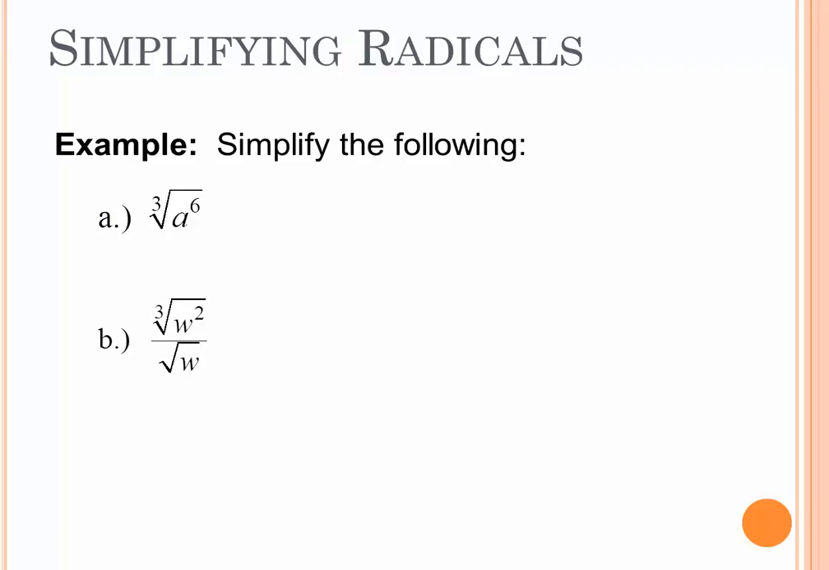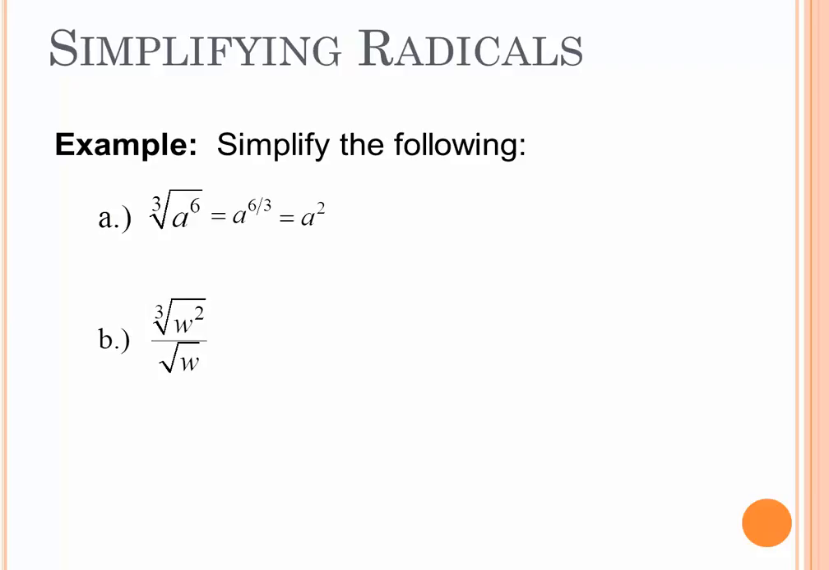Simplifying radicals. Being able to transform back and forth from radical to exponential form can help you greatly simplify radical expressions. Part A, the cube root of a to the sixth power, could be rewritten in its exponential form as a to the sixth divided by 3. 6 divided by 3 is just 2, so the cube root of a to the sixth power could be rewritten as a squared.